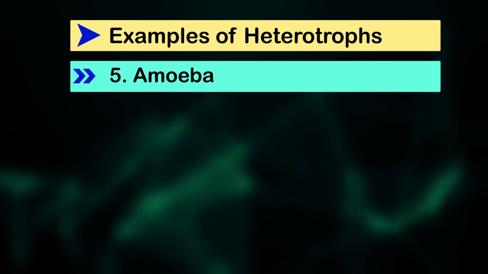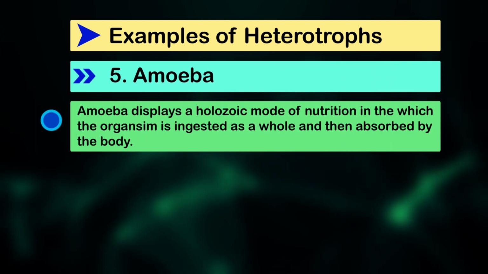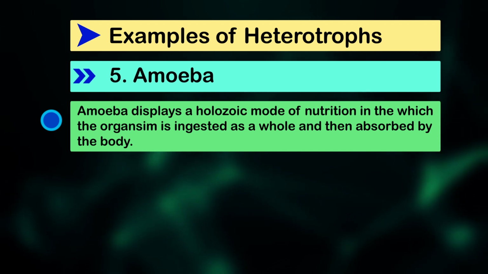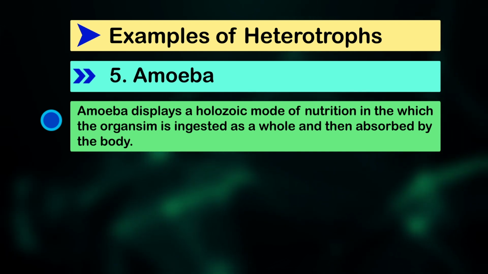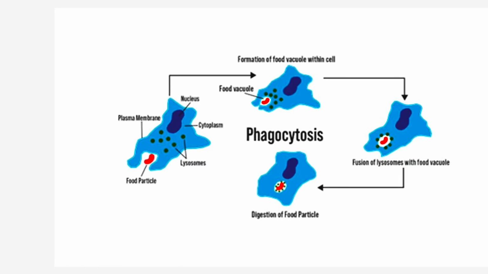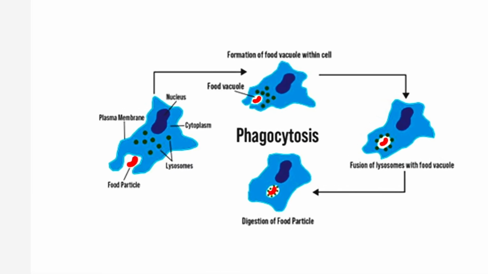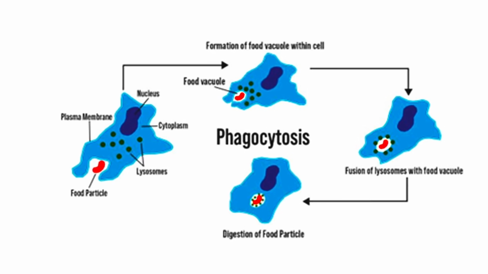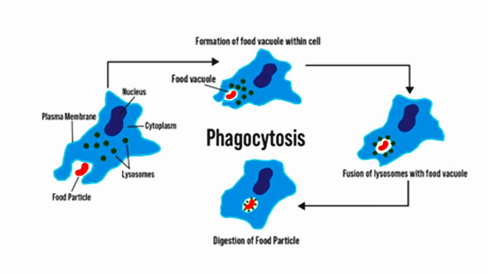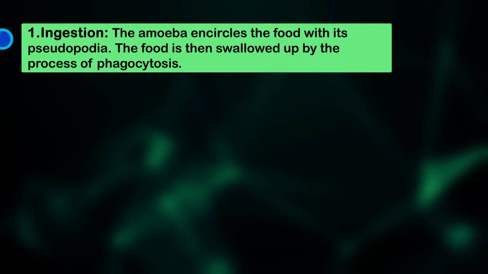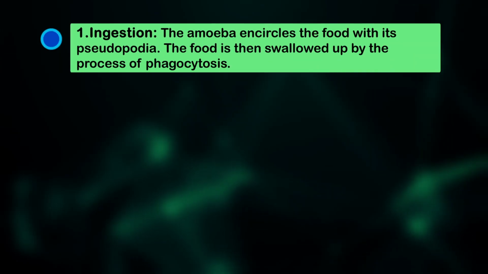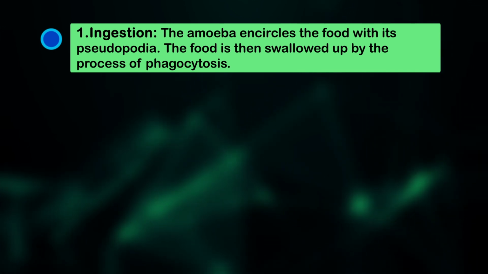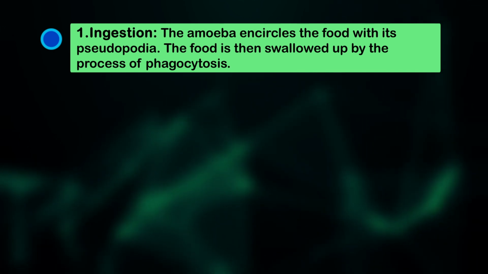Next is amoeba. Amoeba displays a holozoic mode of nutrition in which the organism is ingested as a whole and then absorbed by the body. The process by which amoeba displays a holozoic mode of nutrition involves a few steps, which are ingestion, where the amoeba encircles the food with its pseudopodia. The food is then swallowed up by the process of phagocytosis.